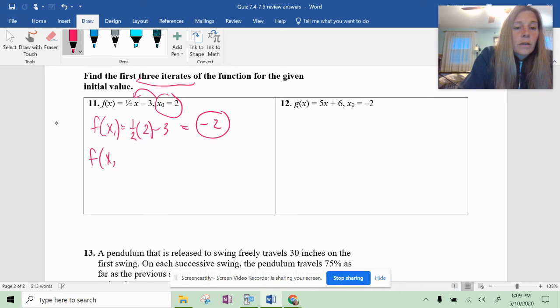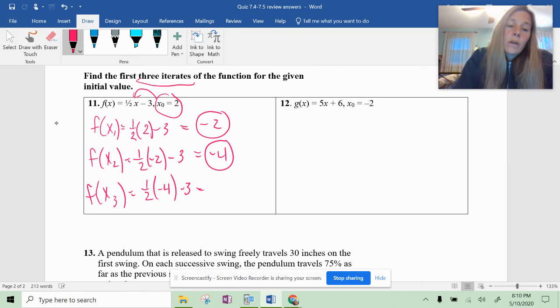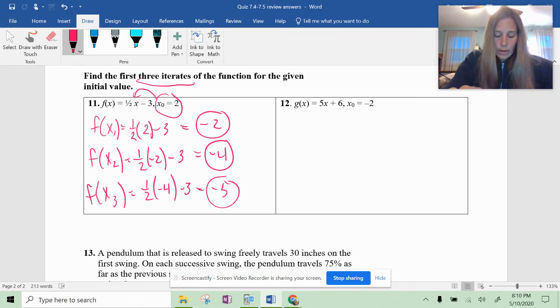So for the second iterate, we're going to plug in the -2. That's going to be -1 minus 3, which is -4. And then for the third one, we're plugging in the -4. -2 minus 3 is -5. And those would be my first 3 iterates for that example.